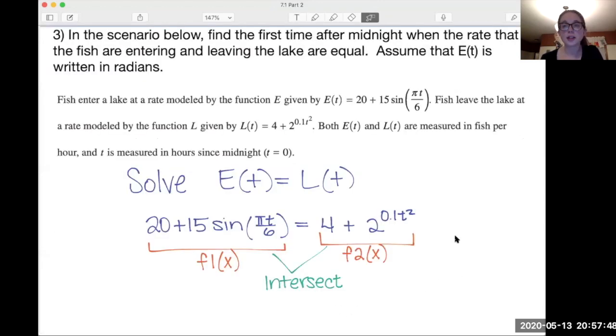So what this is really asking us is to find out when E of t and L of t are equal. So we need to solve 20 plus 15 sine pi over 6t equals 4 plus the exponential 2 to the 0.1 t squared. So this looks really complicated, but not if you think of it from a graphical perspective. We can just take one side and graph it as f1, take the other side and graph it as f2, and intersect them to find our solutions.